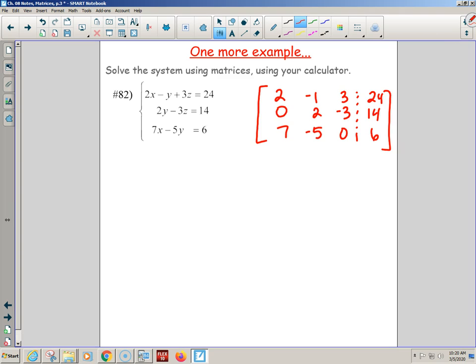You have to have it organized. If you put anything in the wrong column, you are making what was an x now a y, what was a z now an x. You have to make sure they're all nice and organized. But this one totally says, put it in and use your calculator. So you're like, nice, I just learned how.